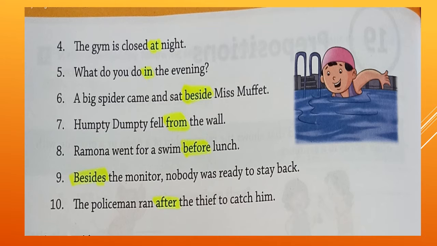Let's go for the seventh one. Humpty Dumpty fell from the wall. So from is the preposition in this sentence. Eighth one, Ramona went for a swim before lunch. So which is the preposition? Yes, before is the preposition. Now we'll go for the ninth one. Besides the monitor, nobody was ready to stay back. So here which is the preposition used? Yes, besides is the preposition used. 10th one, the policeman ran after the thief to catch him. So can you guess the preposition here? Yes, after is the preposition used in this sentence.